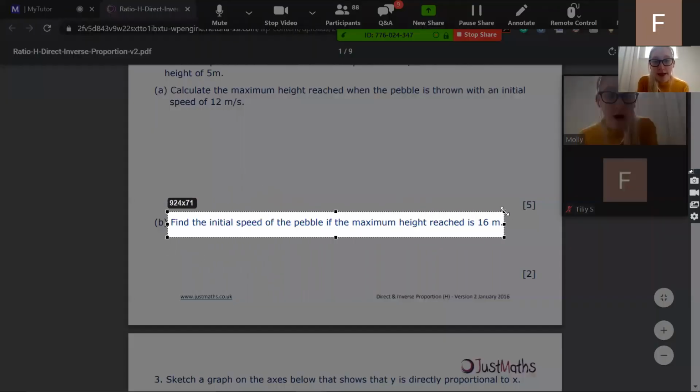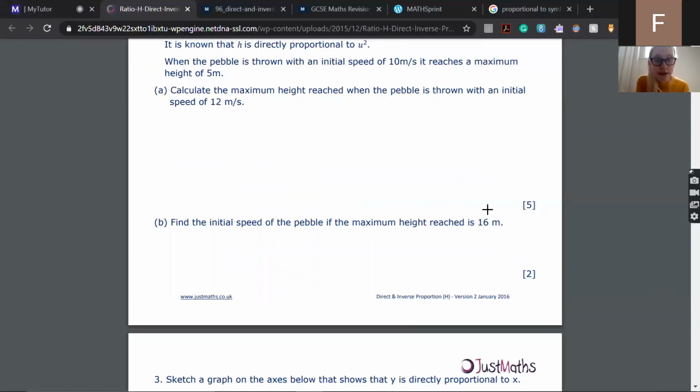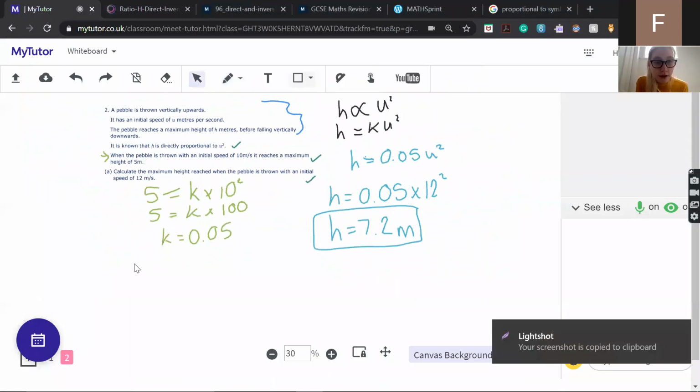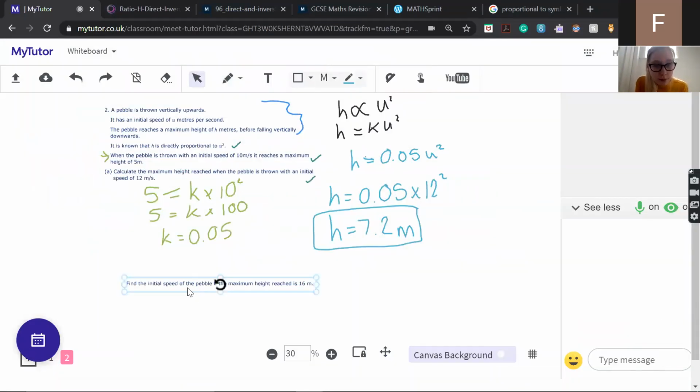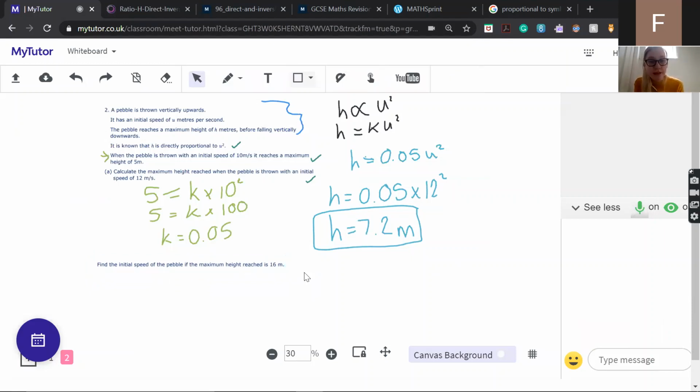Now let's have a look quickly at part B of this one, because this is quite interesting. Part B is asking us to find the initial speed of the pebble if the maximum height reached is 16 meters. Now again, it's words, we don't like words in maths, but all this means is find u when h is 16. We can read that from it: find the initial speed of the pebble, that means find u, if the maximum height reached, if h, is 16. That's all it is. We've just got to work out what they're saying.